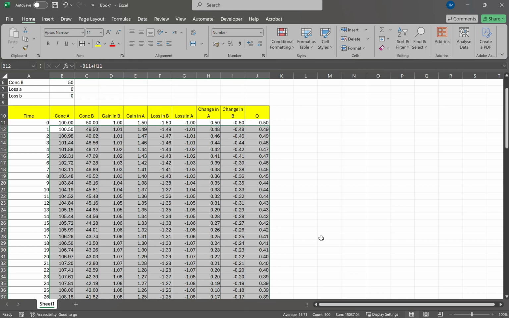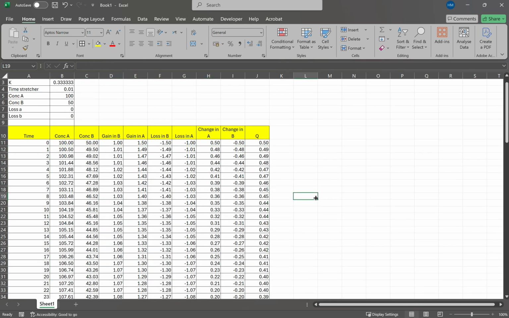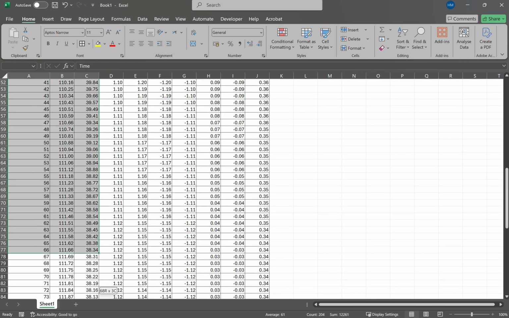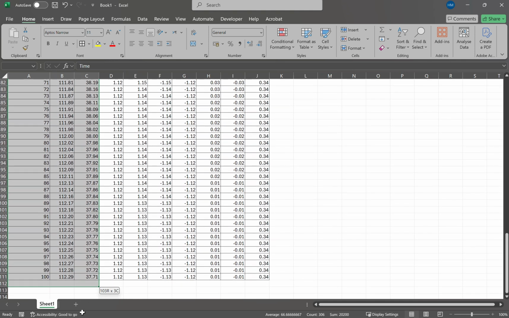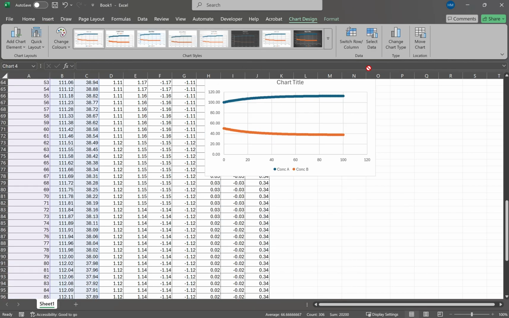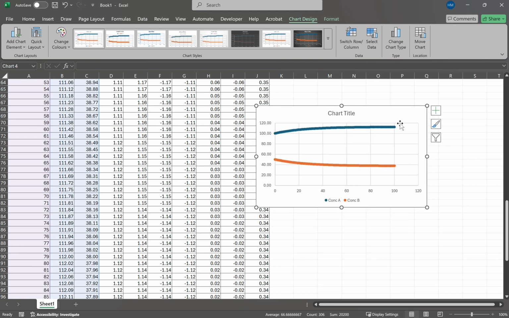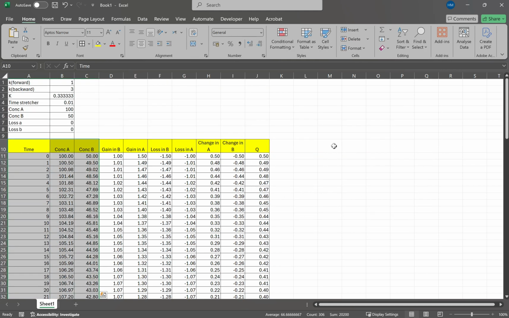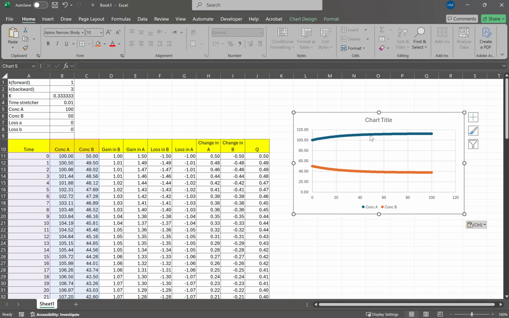Okay, so we're nearly there. We want to plot a graph now of concentrations against time. So I'm just going to select all of those, go to insert, and just get a scatter graph in there. Looking good. There. Okay, so let's just see if that's working.